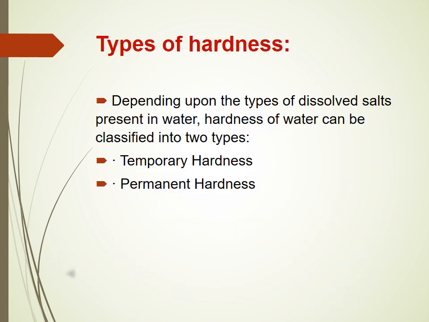So in the previous slide, we discussed the types of water, that is hard water and soft water, depending upon the impurities, that is the calcium and magnesium ions in the water. Now, when the water is hard, then again there are two types of hardness, depending upon the types of dissolved salts present in the water. The first one is temporary hardness and the second one is permanent hardness.